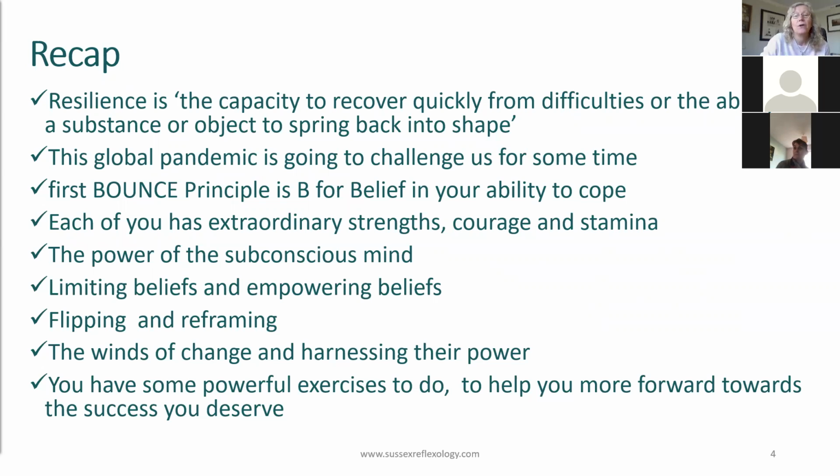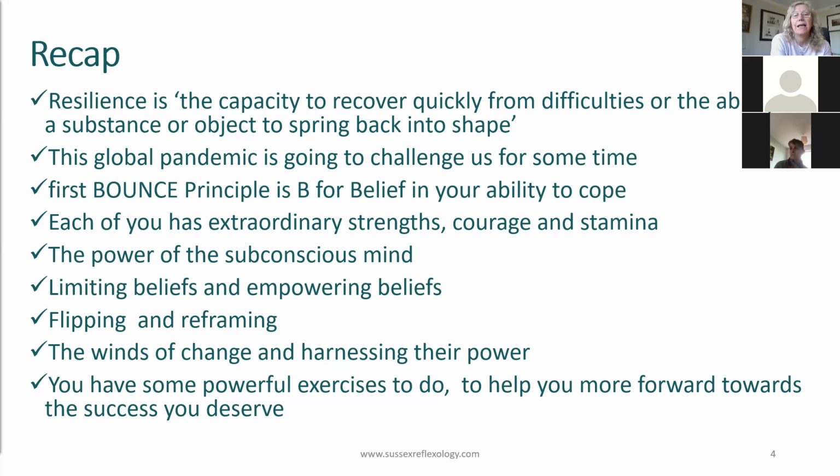So recapping on yesterday, resilience, as we know, is our capacity to spring back or to recover from difficulties or adversity. The researchers that I in particular like their work around protective factors were Werner and Smith. And with my bounce model of resilience, our B is for belief in our abilities to cope, in particular to cope with change and adversity.